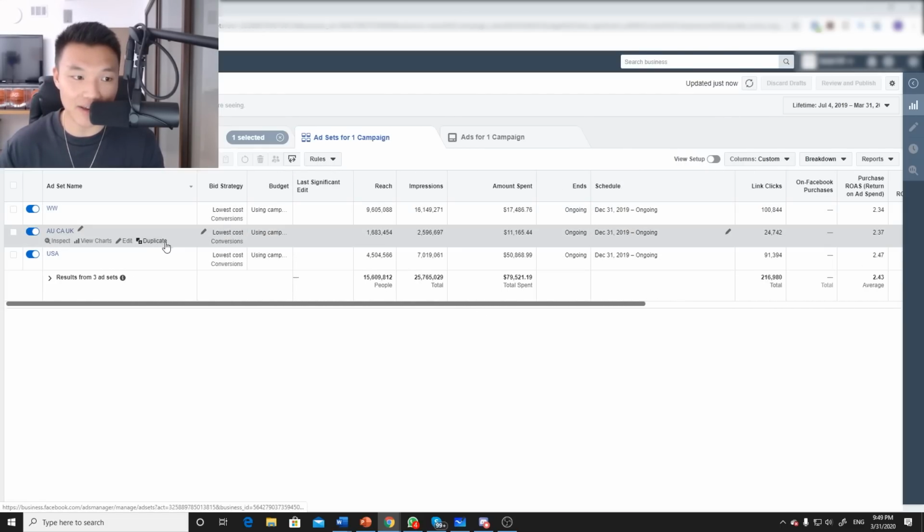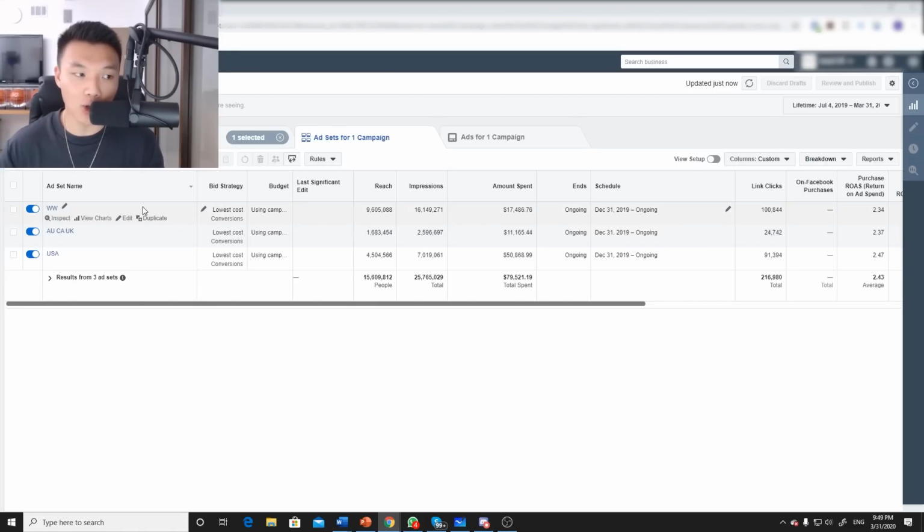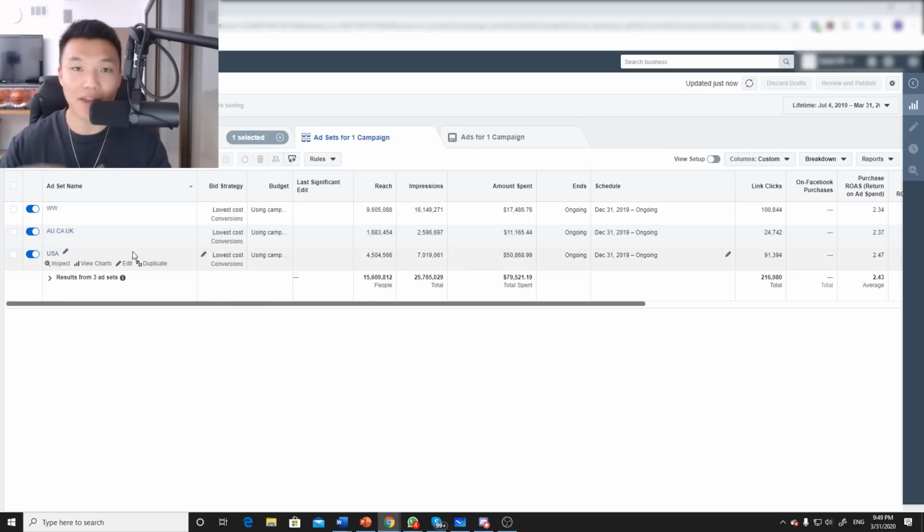3 ad sets in a CBO. It's using a CBO strategy, $79,000 in spend, worldwide, Australia, Canada, UK, USA, very broad targeting. And there you have it. That's how you build up your data. If CBOs become mandatory in 2020, that's how you go from testing to scaling, and then finally the King Broad CBO when you are ready for it.